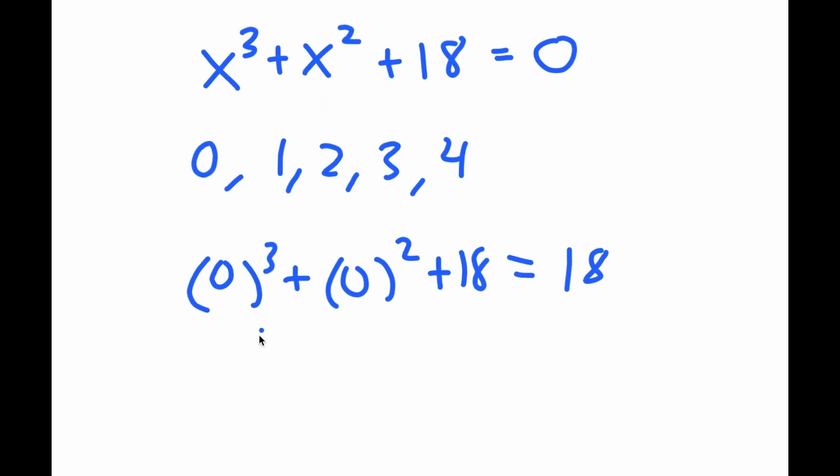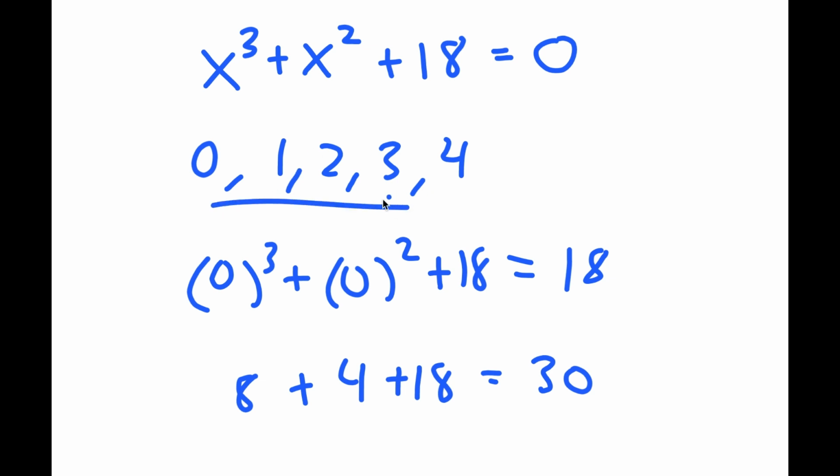Now let's go on to 2. We get 8 plus 4 plus 18, which is going to be positive. So what we learned here is that positive numbers aren't going to work because everything is just going to get bigger and bigger. So let's try negative numbers now.